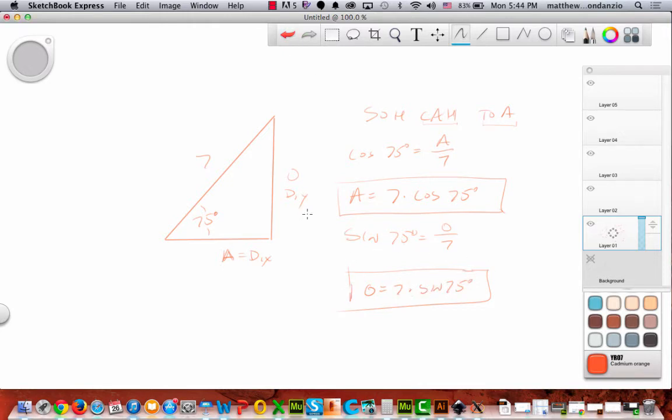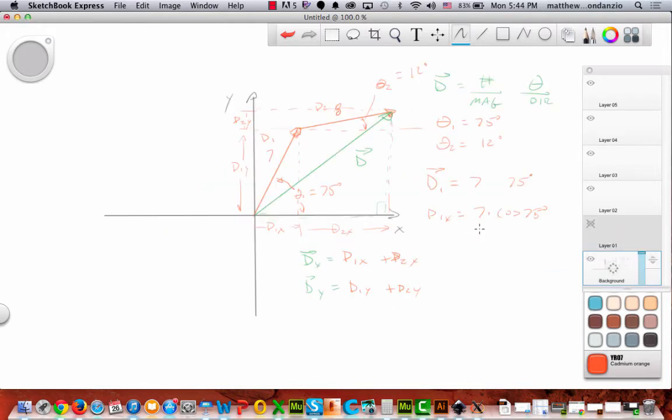And we make these shortcuts when we have the adjacent and this lower angle here. Our 7 is our hypotenuse, and we have opposite and adjacent, where our adjacent is our x and our y is our opposite. And we can make those sort of shortcuts. So we go back and we say, okay, well, d1x is 7 times cosine 75.